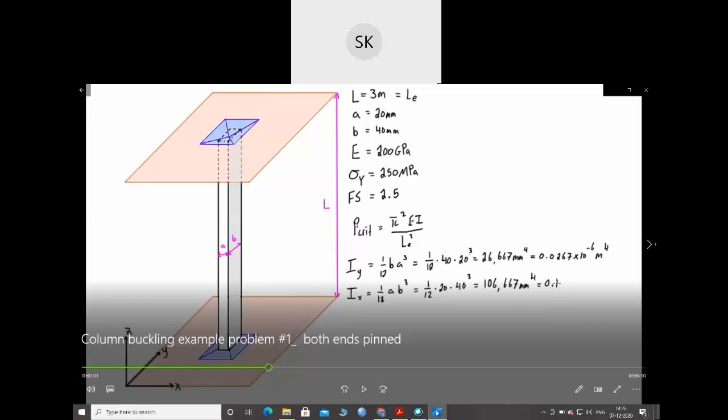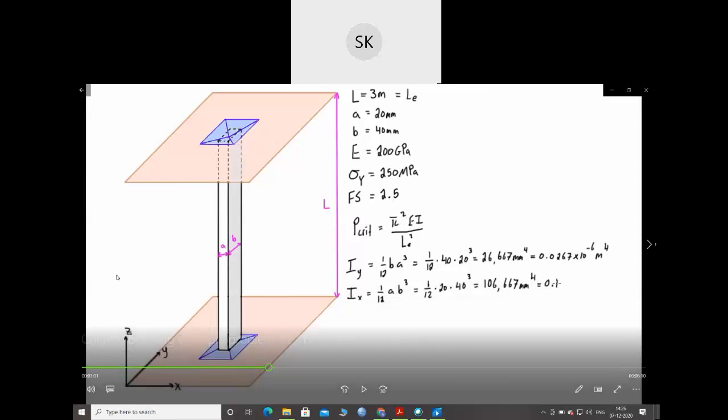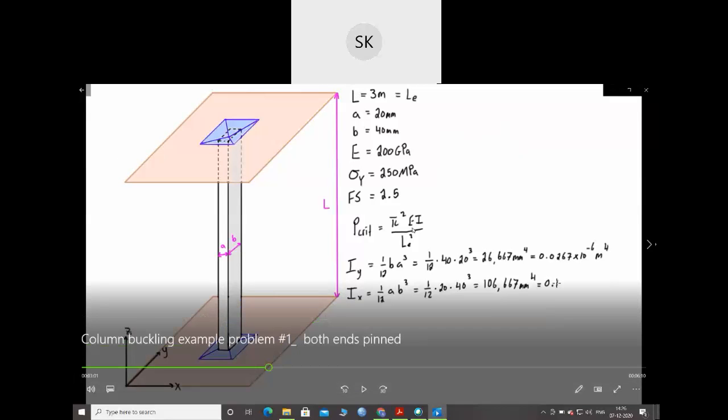This is the general formula we know: P is equal to pi square EI by LE square. So we need I to solve this. As this is a both-end hinge, your effective length LE will be the same as L. So in this formula we have the I value, and they have found out IY and IX for this rectangle section.